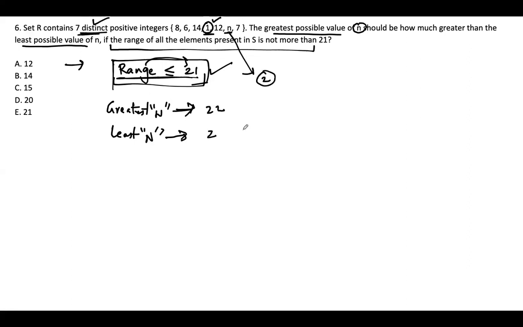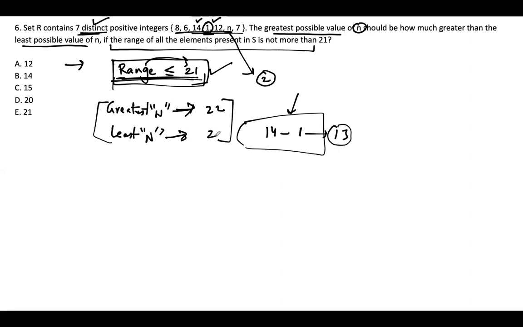In this case, what will be the range? This is just an additional question that I'm asking. If n is 2, what is the value of range? Maximum value 14 minus minimum value. So range in this case is 13, which also satisfies that the range has to be less than 21. So greatest is 22, least is 2. So what is the range? 20.